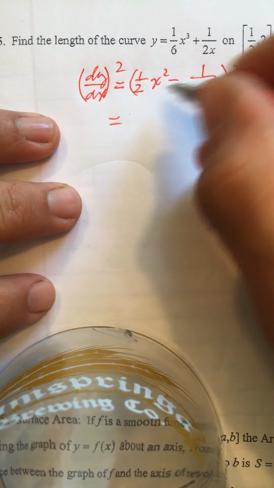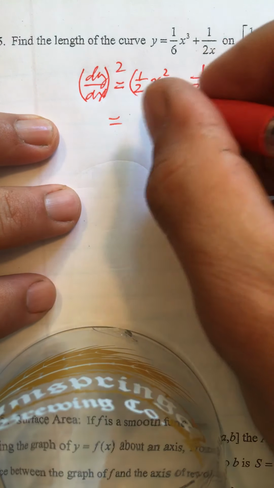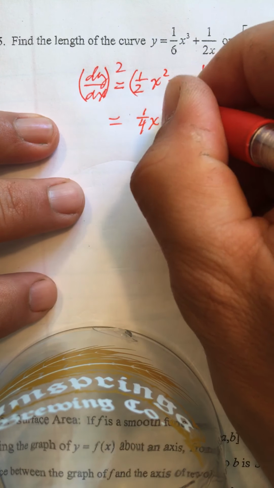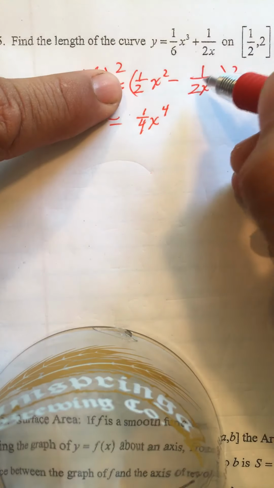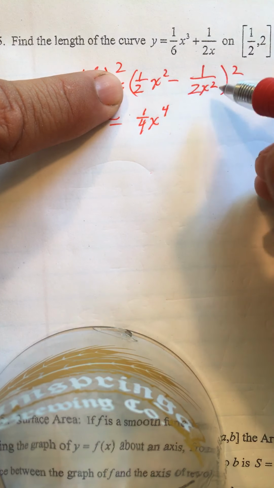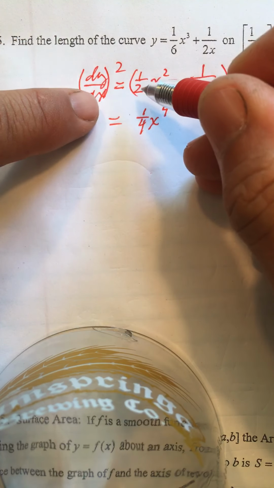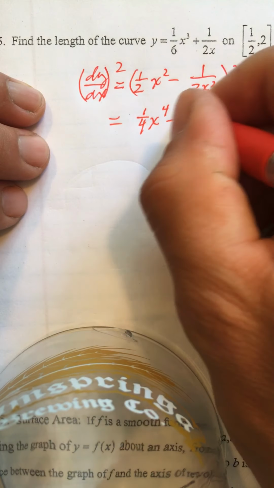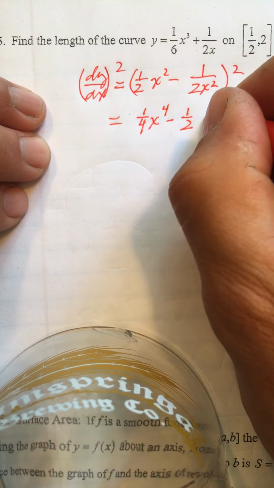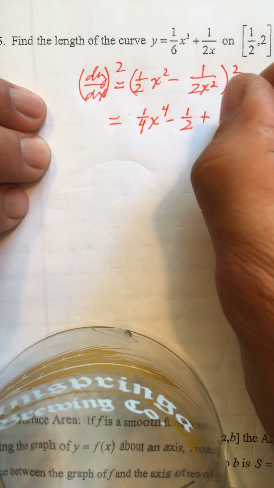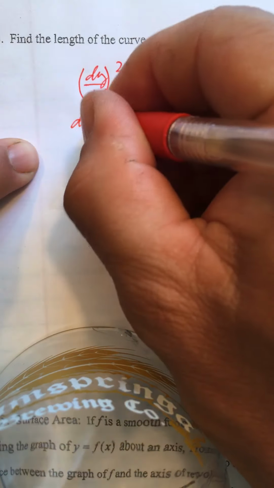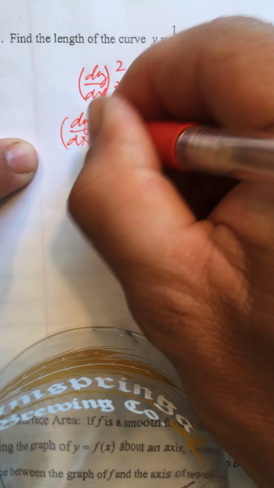What we get is the first squared, which will give us 1/4 x to the 4th. I get the first times the second, so the x squareds would cancel. I would flip and multiply, and then multiply that by 2, and that would give me negative 1/2. And then it's the second squared, so it's plus 1 over 4x to the 4th. So this is dy dx squared.